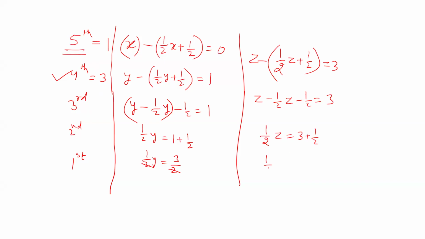3 plus 1 by 2 is 7 by 2. So Z is equal to 7. So the number of apples after the third customer visited him was 7. You can also see a particular pattern.